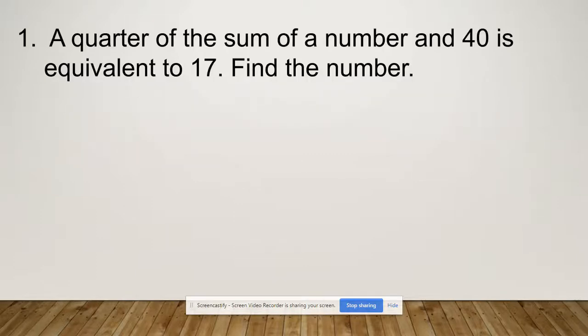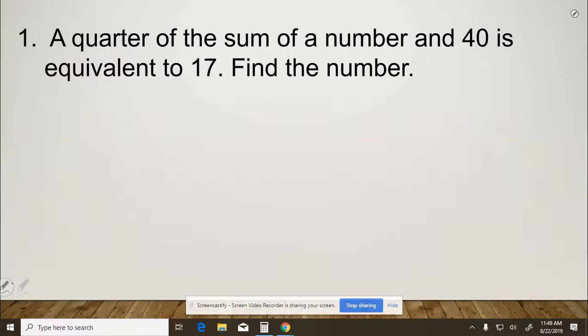Number one, a quarter of the sum of a number and 40 is equivalent to 17. Find the number. So again, remember when it says the word of, that means you are multiplying. When it says the word sum, that means you're adding. And in order to multiply a whole sum by something, you need parentheses. So in this case, we're going to have 1/4 of a number plus 40 equals 17.